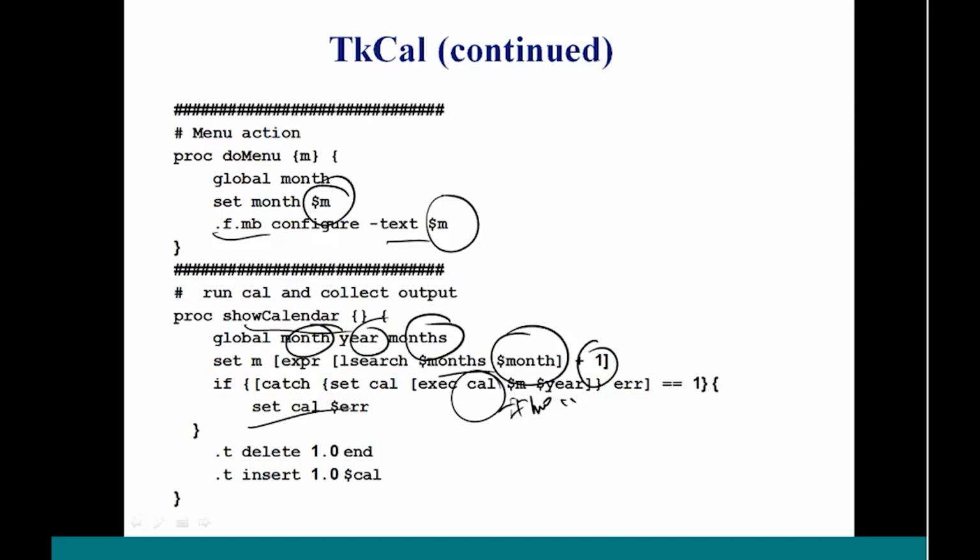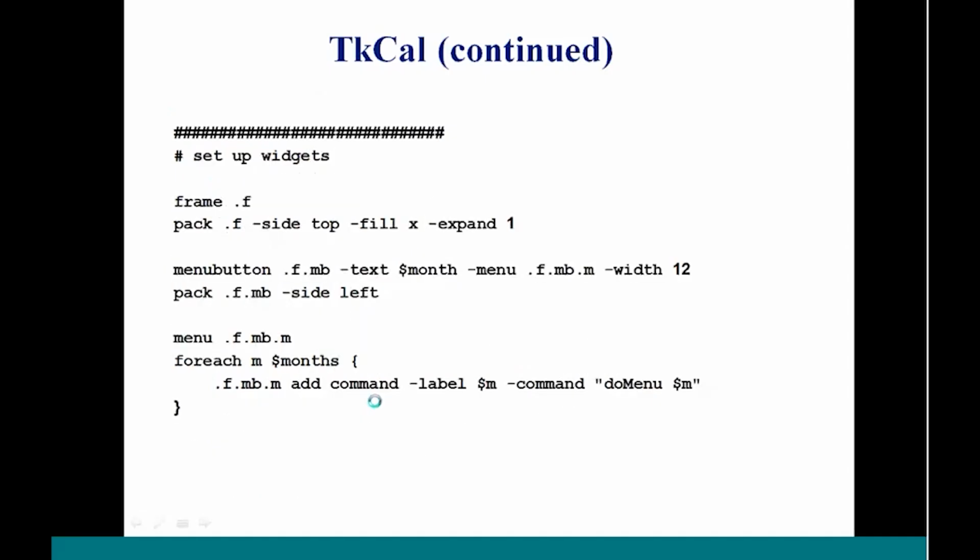And now for the same window, essentially where it's a text box window, we will talk about that in the next one. We delete and then insert the output of the cal, which is right here. Essentially, set cal is here. Only when there's an error, it is set to error. But otherwise, it will set to the calendar from the cal function.